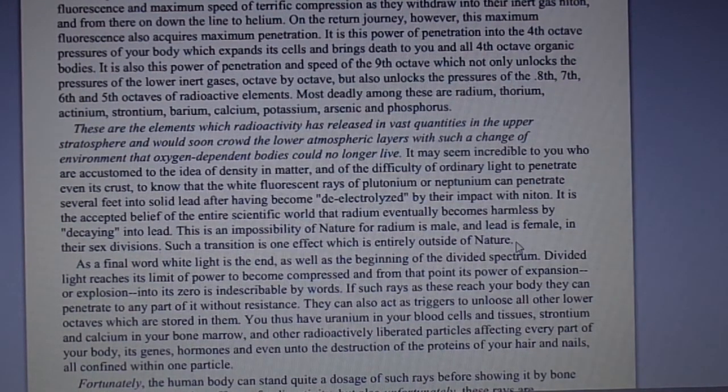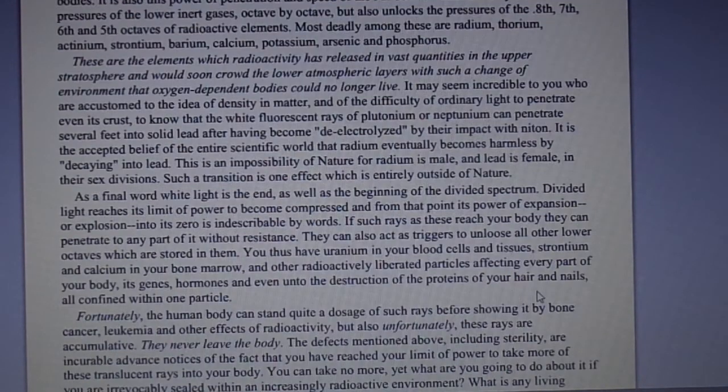It is the accepted belief of the entire scientific world that radium eventually becomes harmless by decaying into lead. This is an impossibility of nature, for radium is male and lead is female in their sex divisions. Such a transition is one effect which is entirely outside of nature. As a final word, white light is the end as well as the beginning of the divided spectrum.